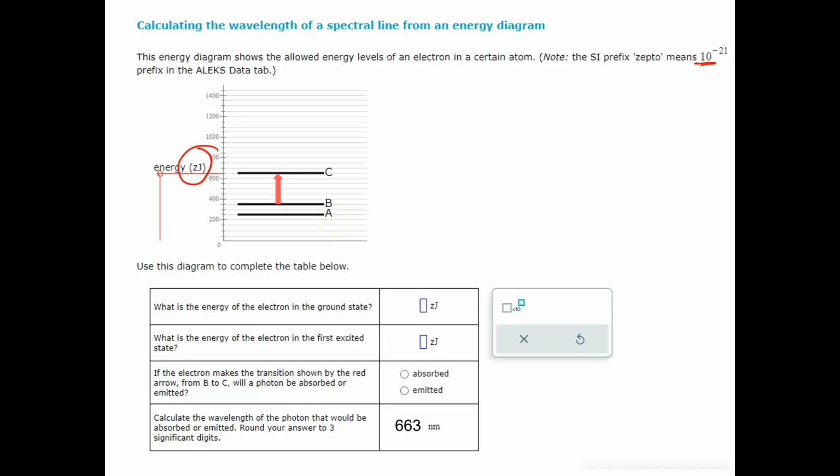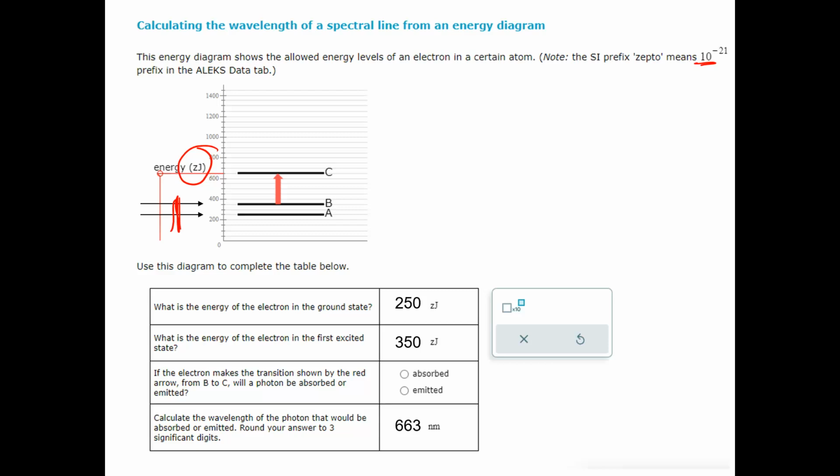So that means, if we just take care of reading the scale here, it's got to be 250 zeptojoules. All right, okay. So then it says, what is the energy of the electron in the first excited state? So B is the first excited state, and C is the second excited state. So B is that guy there. So just again, reading the scale carefully, we can see that it is 350 zeptojoules.